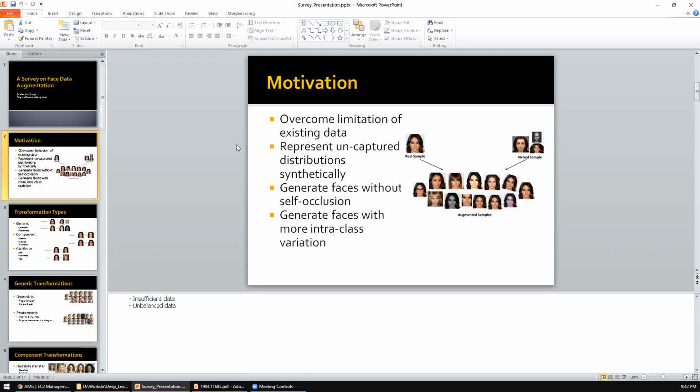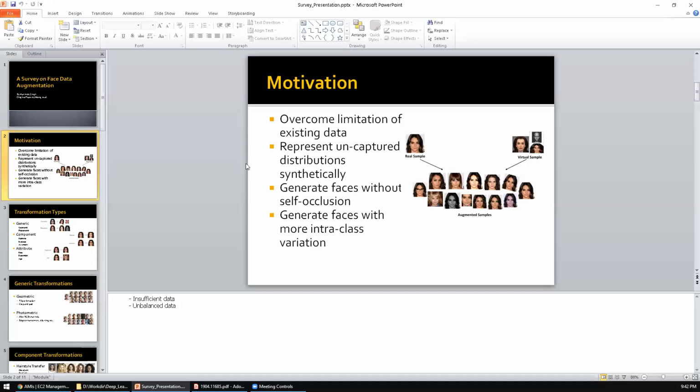The main idea behind augmenting face data is to overcome the limitation of existing data, represent uncaptured distributions, how a person might look in their day-to-day life, would they change the hairstyle, makeup, and other things like that, and generate faces without self-occlusion. People tend to move around freely, and sometimes things get in the way of an instance of a camera capturing somebody's face.